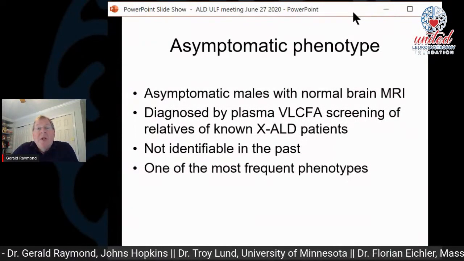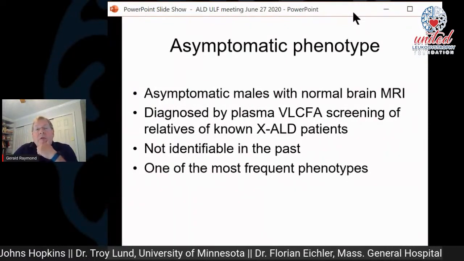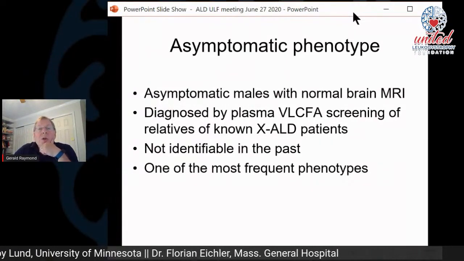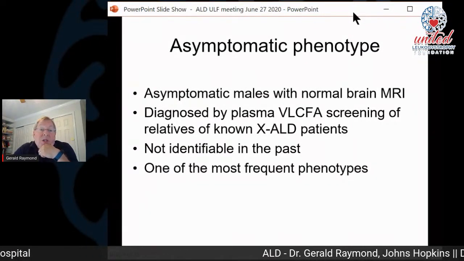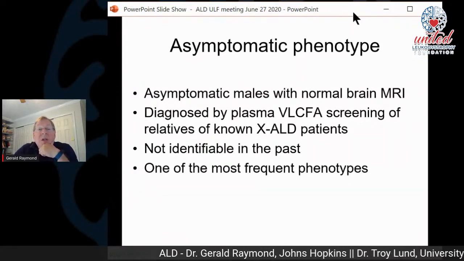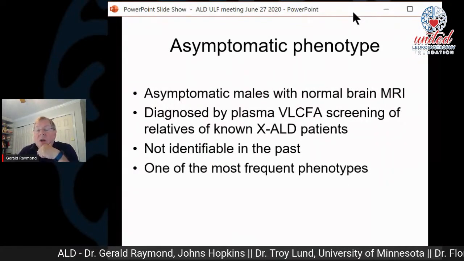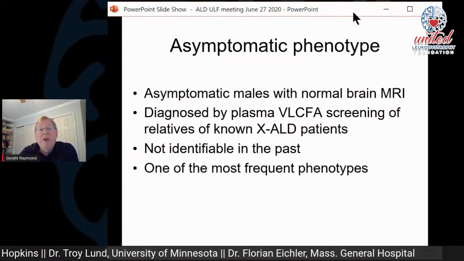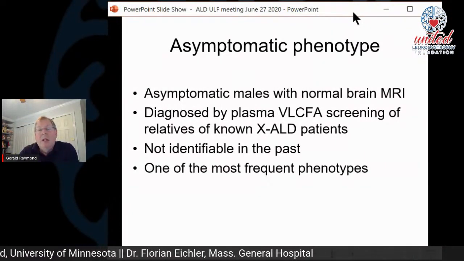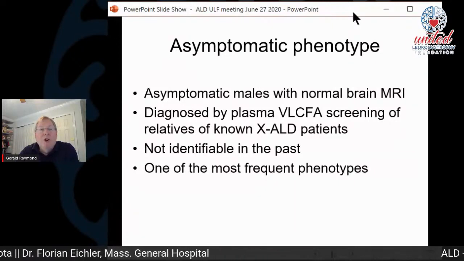This asymptomatic phenotype is what I'm going to focus on for a few more slides, because these are boys with normal brain MRI. They're diagnosed by plasma very long-chain fatty acids because someone else in the family is known to have ALD. Previously, it wasn't identifiable in the past, but as we'll talk about, it's typically the most common phenotype because it is what everyone is born with if they're going to have ALD.